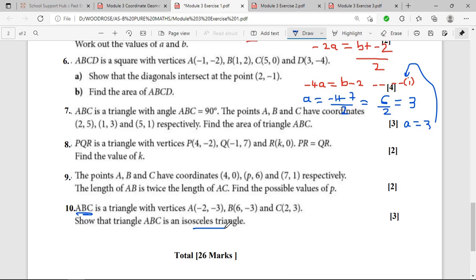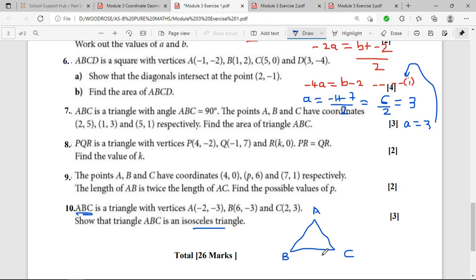An isosceles triangle is a triangle with two equal sides. So if you just sketch a triangle, let's say this point is A and this point is B and this point is C. Then they are saying show that triangle ABC is an isosceles. How do you show that it's an isosceles? You calculate the length of AB, the length of AC, and the length of BC. Then you are going to see that two of the sides are equal, because an isosceles triangle is a triangle where two sides are equal.